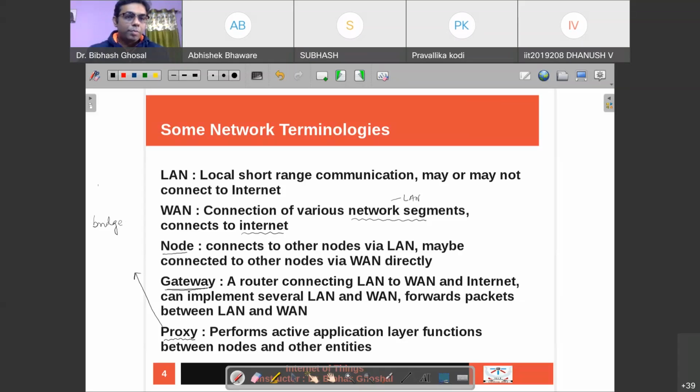Okay, so it bridges different elements of the IoT system. What is it? It's basically a computer. That's all. So now what happens is, let me put it in this way.